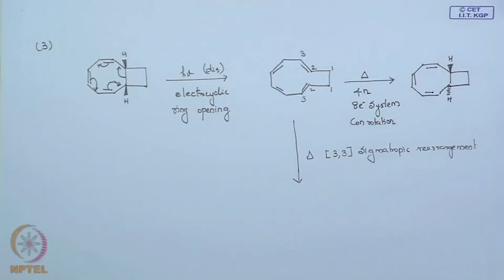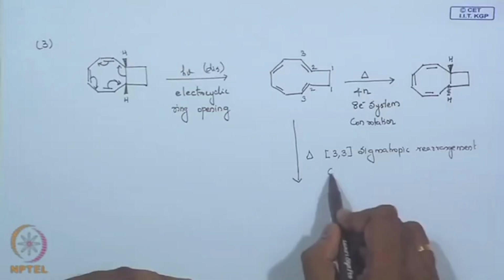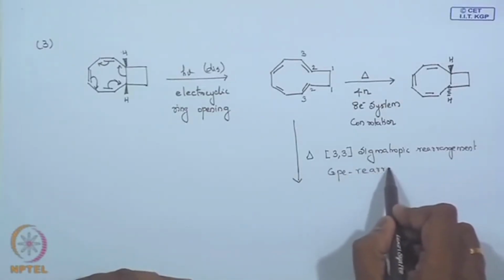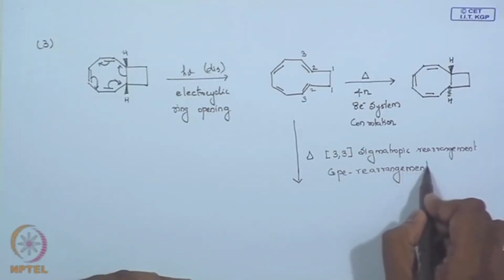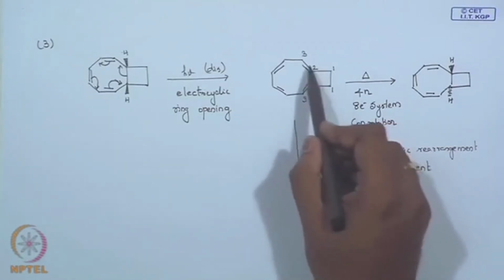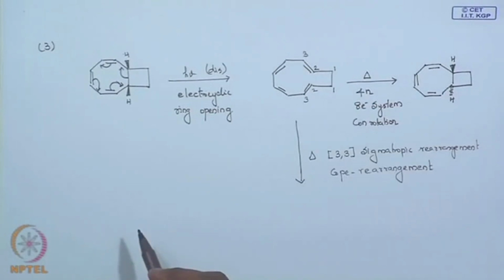What is that? 3,3 sigmatropic rearrangement. Anyone? Come on. Yeah, very good, Cope. So it undergoes a nice Cope rearrangement. Just write the product. You have a 1, 2, 3 system and a 1, 2, 3 system. You can easily write the products.